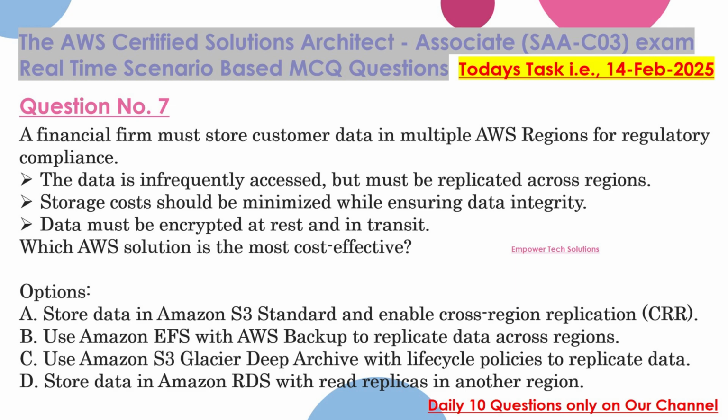Options: A. Store data in Amazon S3 standard and enable cross-region replication, CRR. B. Use Amazon EFS with AWS backup to replicate data across regions. C. Use Amazon S3 Glacier Deep Archive with lifecycle policies to replicate data. D. Store data in Amazon RDS with read replicas in another region.